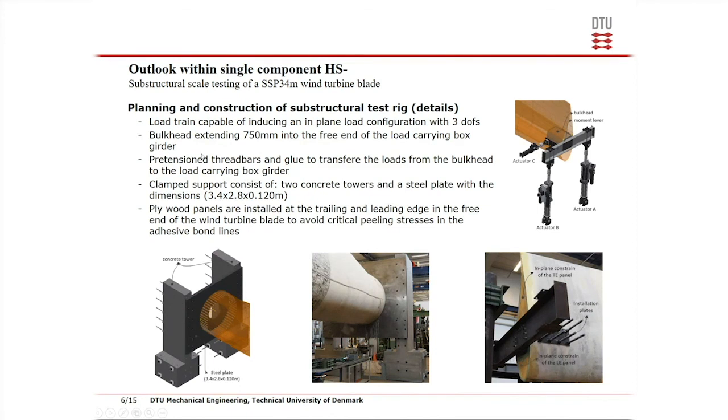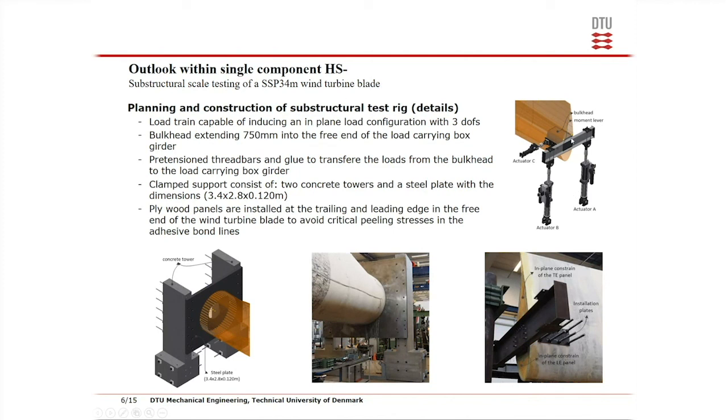And here you can actually see how the experimental substructure is built up. We have three actuators. Actuator C here handles the flapwise deformation, and we have the two big vertical actuators, which handle the torsional degree of freedom and the edgewise deformation. With this test rig, we are able to apply forces up to 50 kilonewton in the flapwise direction, 100 kilonewton in the edgewise, and 100 kilonewton meter torsion.